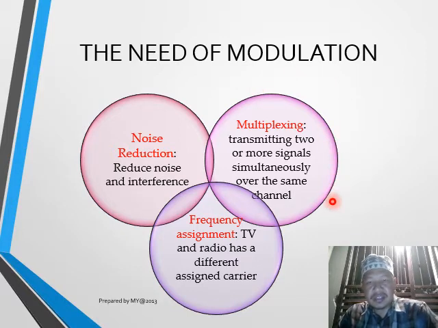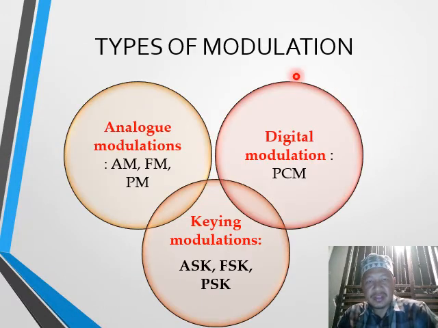The third reason is frequency assignment. We know that TV and radio have different assigned carriers. For example, we have many radio stations, and each station will have a different carrier frequency. So that's why the signal needs to be modulated at different frequencies, so that a frequency can be assigned to each of those radio stations.